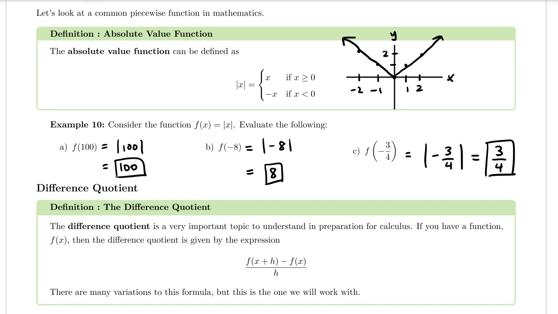So as you can see from these values that we've taken into account, as well as the graph, our output values are always going to be positive or 0 when we're dealing with the absolute value function.